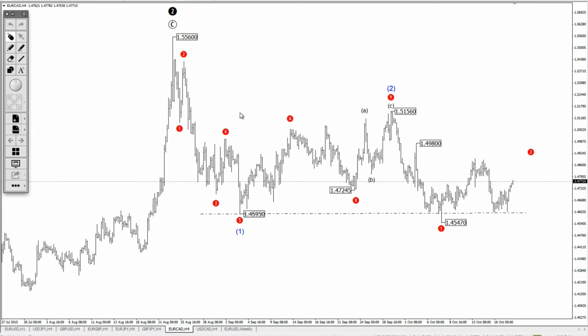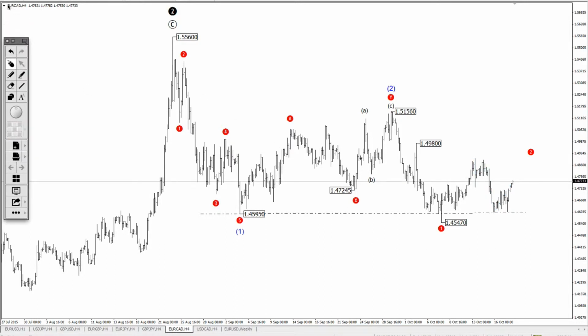And since we have an overlap now with these two waves, so we can see a clear overlap right here, we can then conclude that we are still forming this minute wave 2 correction or even a larger degree corrective phase. So this gives us a clue that we are seeing today at least more euro strength and Canadian dollar weakness. So we are going to trade this pair to the upside.